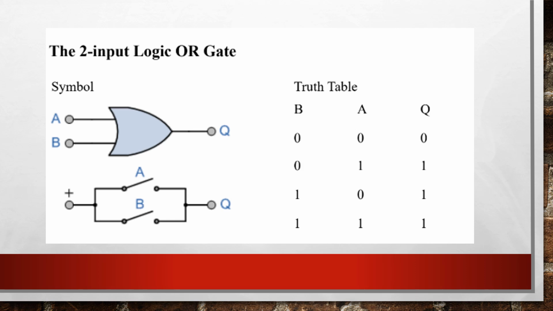If you see the truth table, 0 plus 0 is 0, 0 plus 1 is 1, 1 plus 0 is 1, 1 plus 1 is 1. So for both inputs 0 only, we have 0. For other inputs, either of them 1 or both of them 1, we get the output as 1.